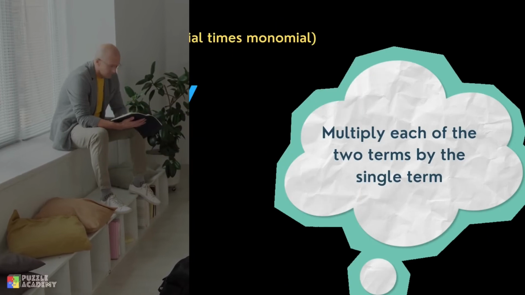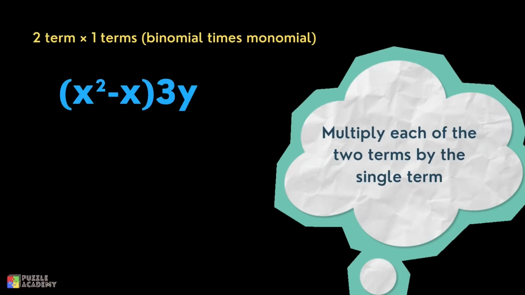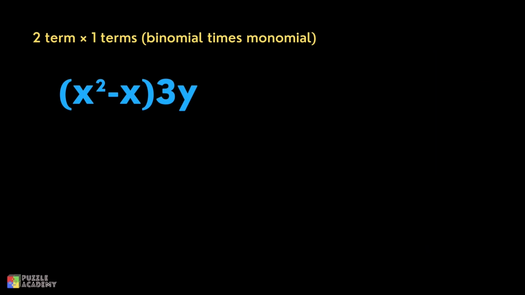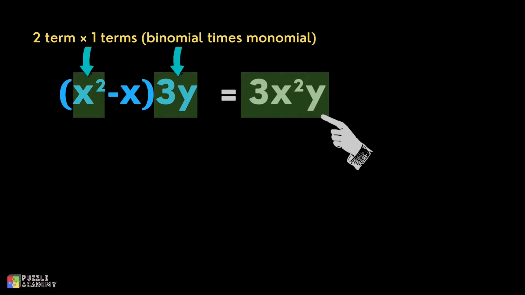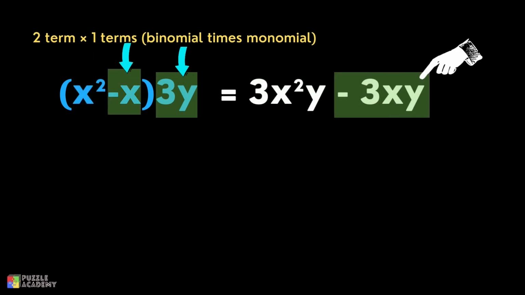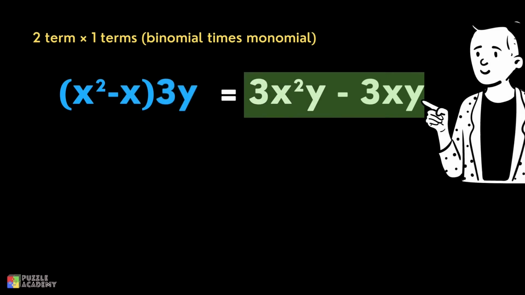Now, we will multiply each of the 2 terms by the single term, like this. We have the given, the quantity x squared minus x times 3y. We have the first term x squared multiplied by 3y. So we have 3x squared times y. And then the second term, negative x times 3y, we have negative 3xy. I did that one a bit faster by multiplying in my head before writing it down.